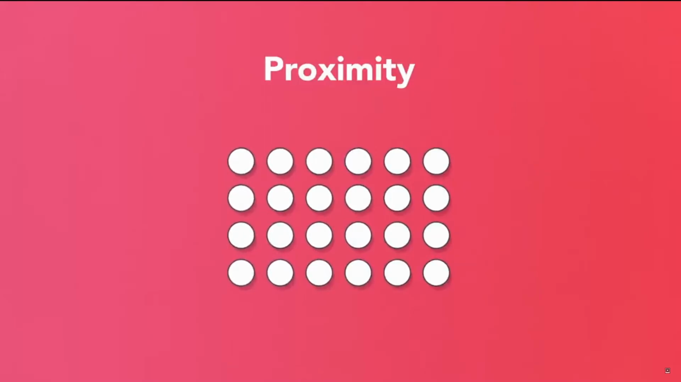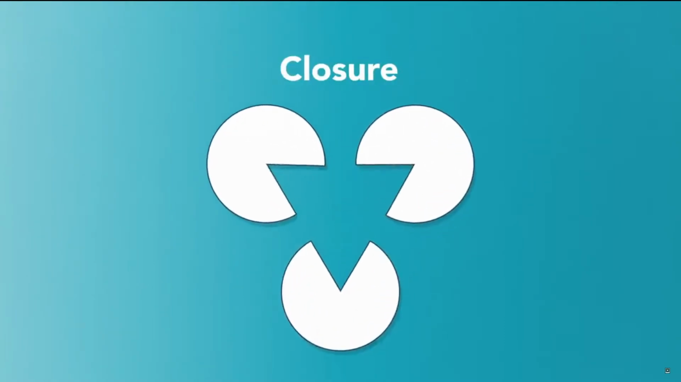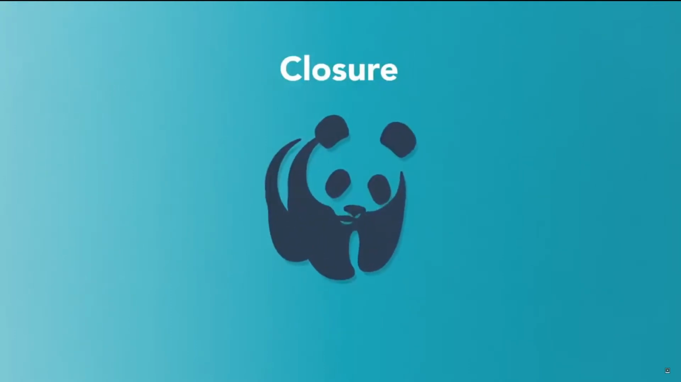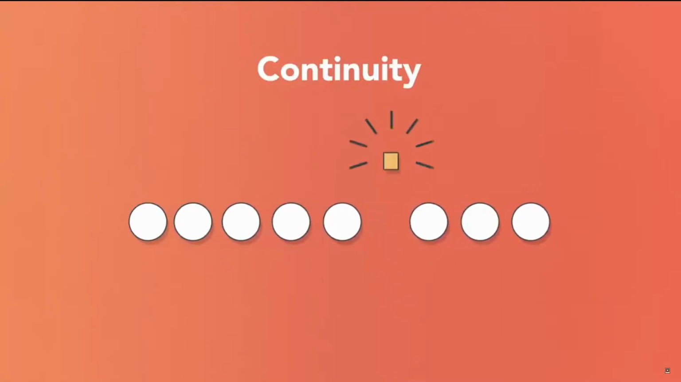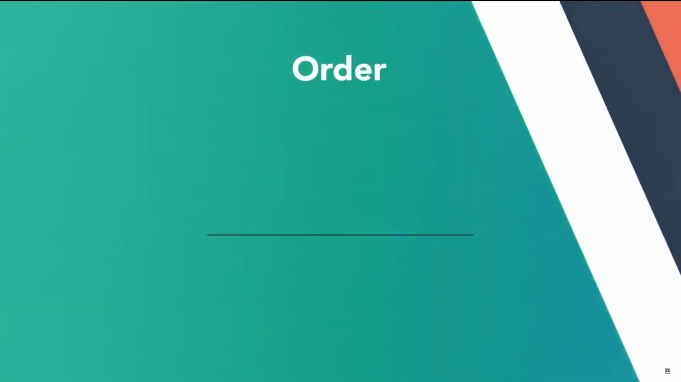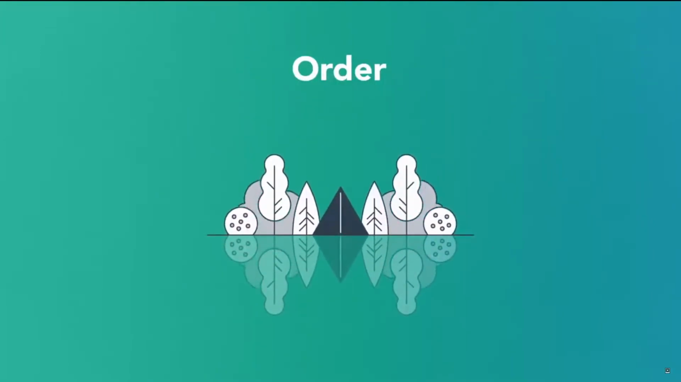Proximity. The belief that we group together objects that are close to each other. Closure. The idea that our minds close objects that are not necessarily together or complete in order to create a whole. Continuity. The theory that we continue to follow objects that are visually aligned until they are interrupted. Order. The belief that alignment and symmetry are attractive and essential elements of design.